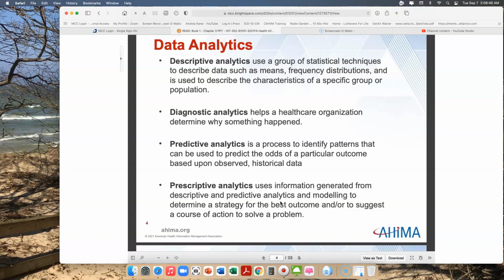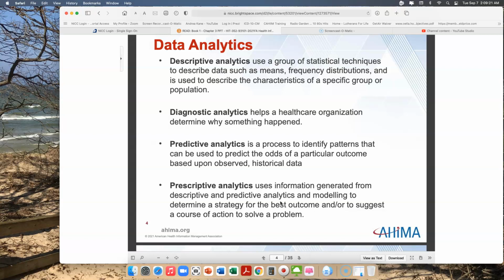Diagnostic analytics helps a healthcare organization determine why something happened. Predictive analytics is a process to identify patterns that can be used to predict the odds of a particular outcome based upon observed historical data. And prescriptive analytics uses information generated from descriptive and predictive analytics and modeling to determine a strategy for the best outcome and/or to suggest a course of action to solve a problem.